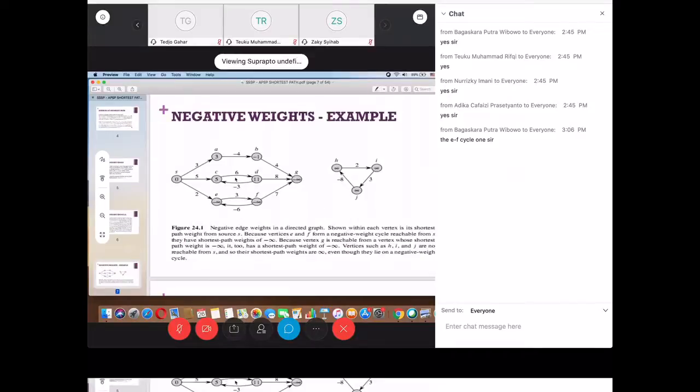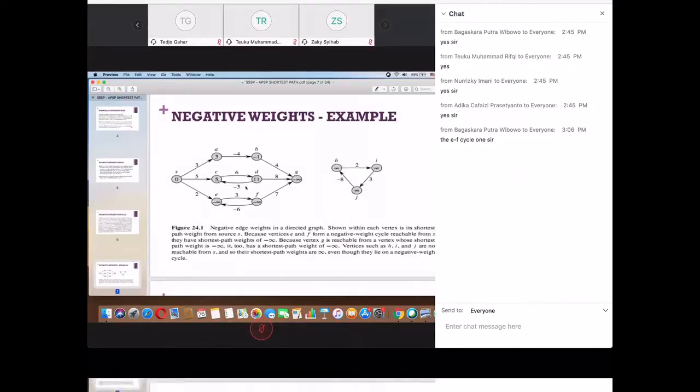Even this one is a positive weight cycle, right? And this one is even negative, but it is not reachable from S, so you don't have to worry about it. But we have to worry about this cycle. This cycle has a negative weight and it's reachable from S.